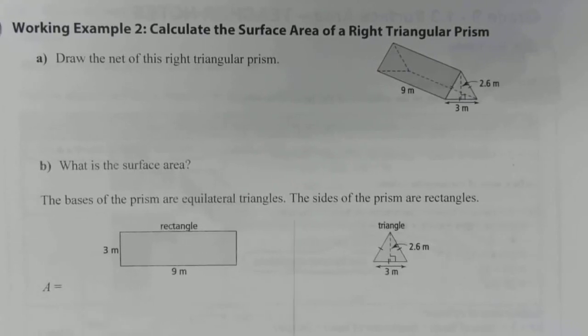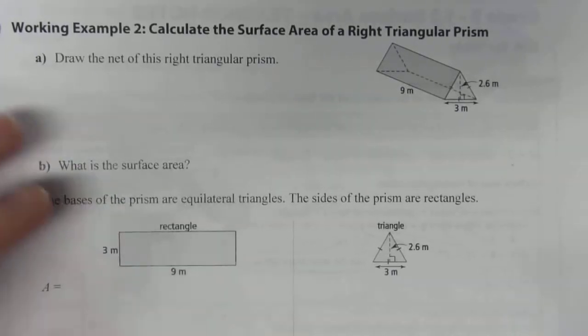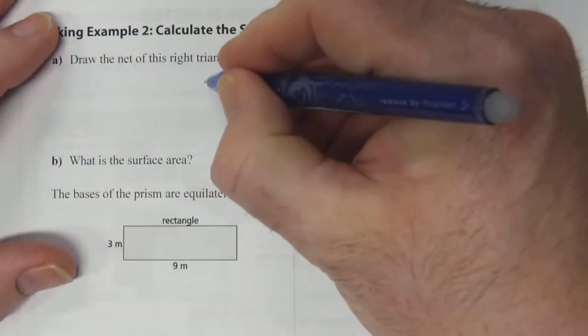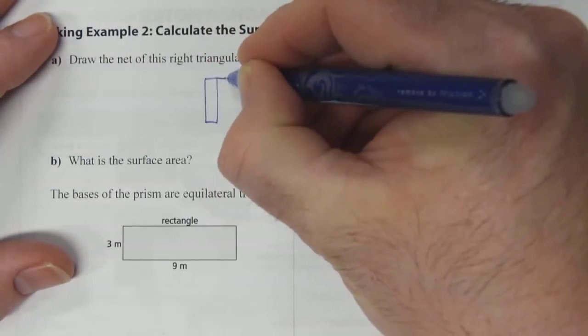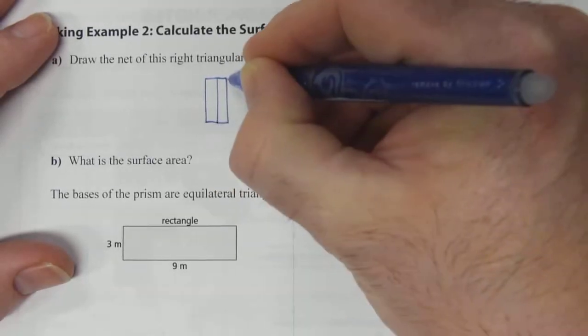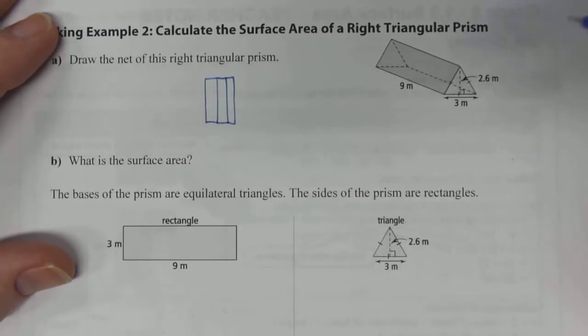We are continuing our examples of calculating surface area with prisms, and we're going to work on right triangular prisms next. So it's asking us to draw the net of this right triangular prism. A net is an original shape on a flat piece of paper that, when folded and cut out, will create a three-dimensional version of the shape that we're given.